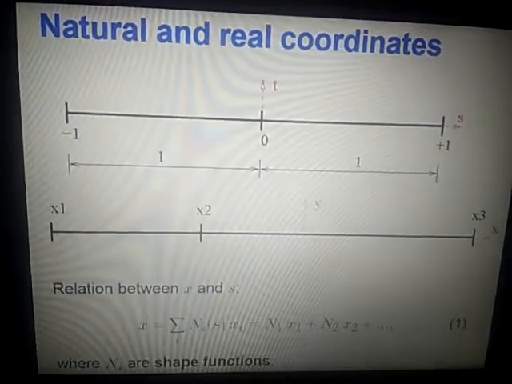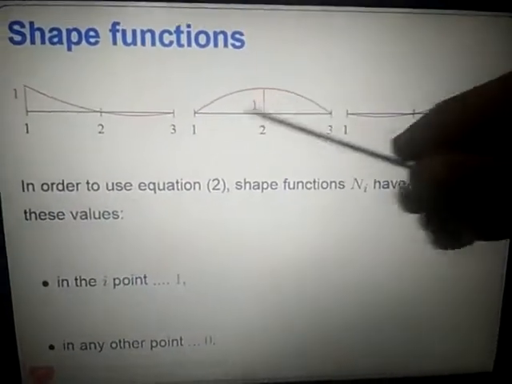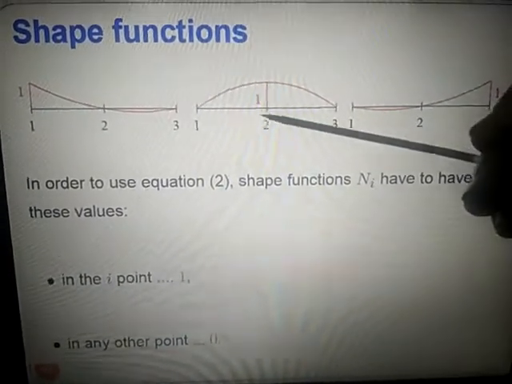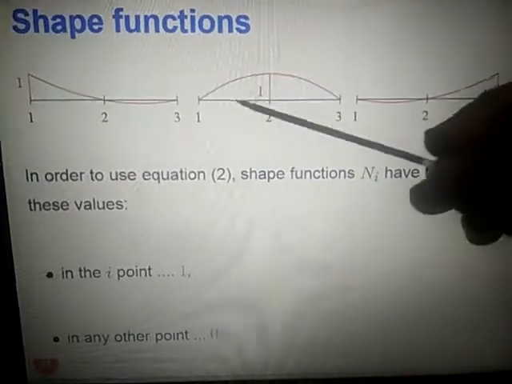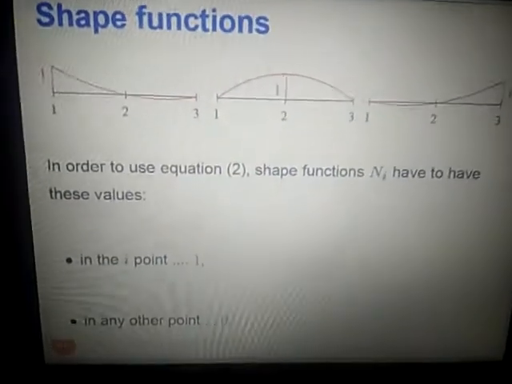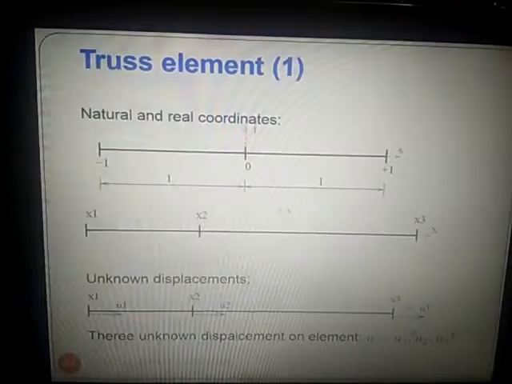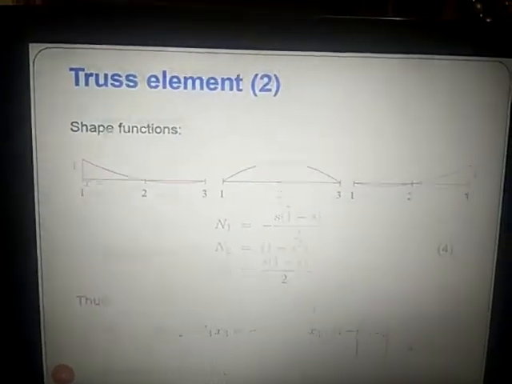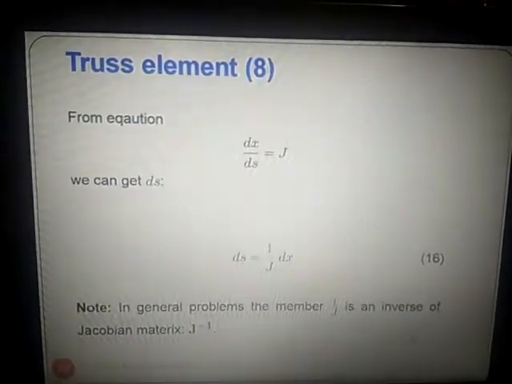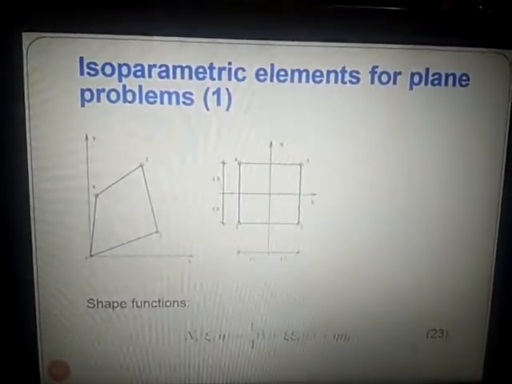What are natural coordinates, real coordinates, shape functions, for example. Wherever the node is, there it is 1, remaining 0, if there are 3 nodes. To use this equation, shape functions I am explaining. This is shape function N2, where at node 2 it is maximum, remaining 0. For 3, it is maximum at node 3, and at 1 and 2 it is 0. So these are the curves. Deformation by shape functions, truss elements. These are the truss elements.